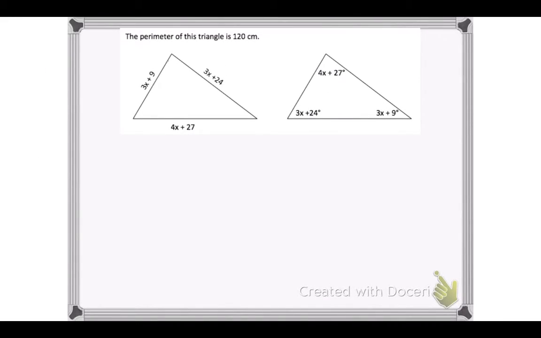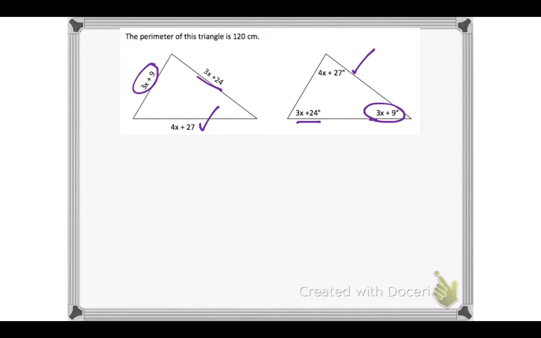Hi, honey bunnies, it's Miss K. So you guys were discussing these two problems in your groups, and they were on purpose supposed to look very similar to each other. So I want to talk about the similarities and the differences, right? In both of these problems, we do see a 3x plus 9, a 3x plus 24, and a 4x plus 27. So there are definitely some similarities between these two problems.